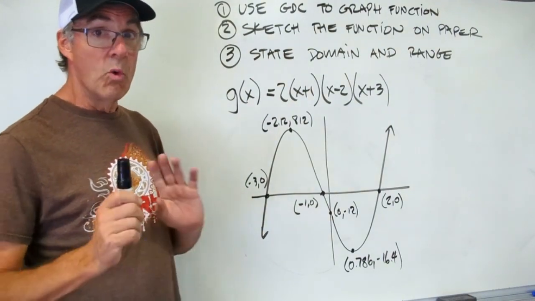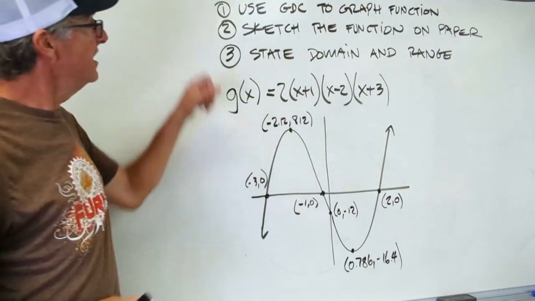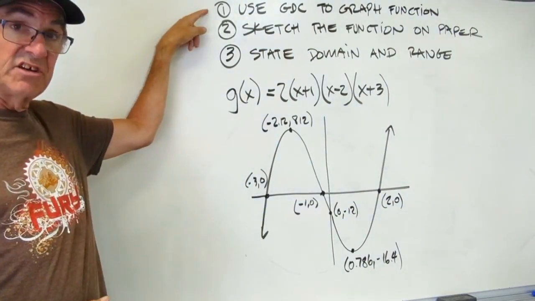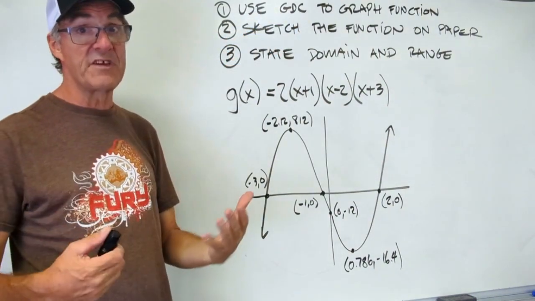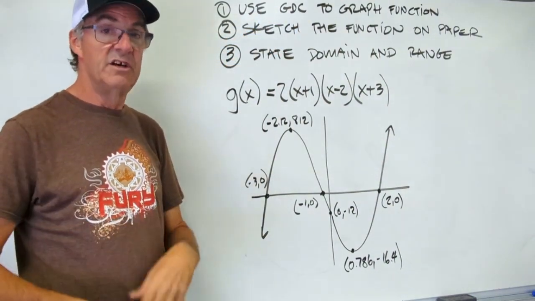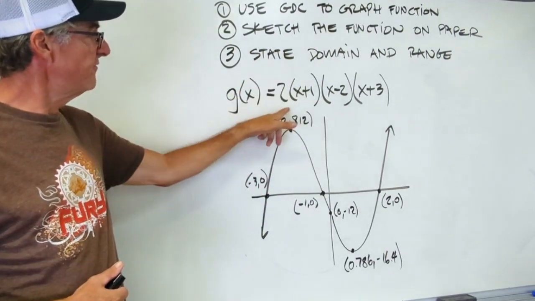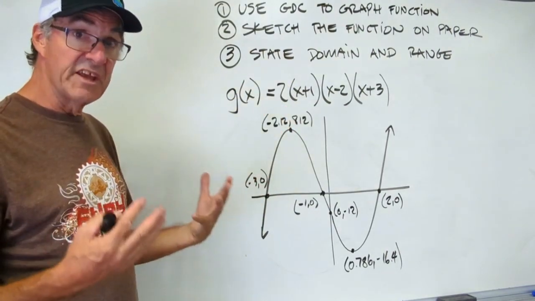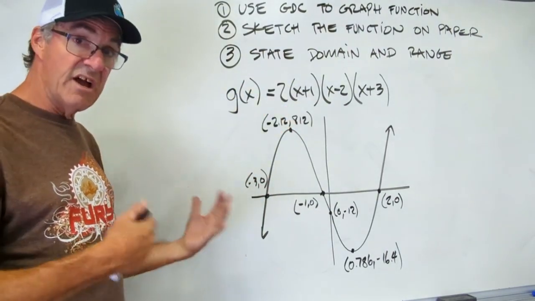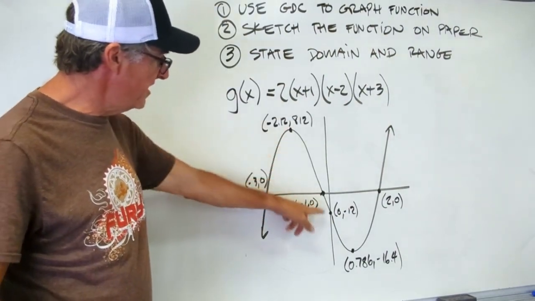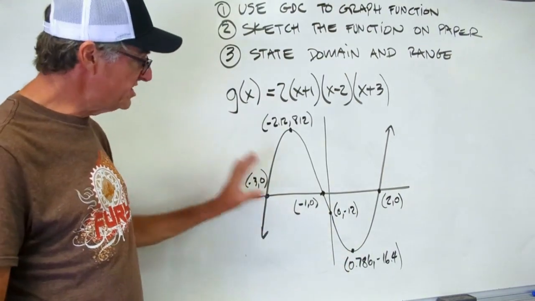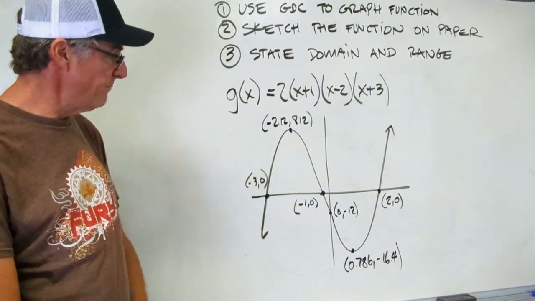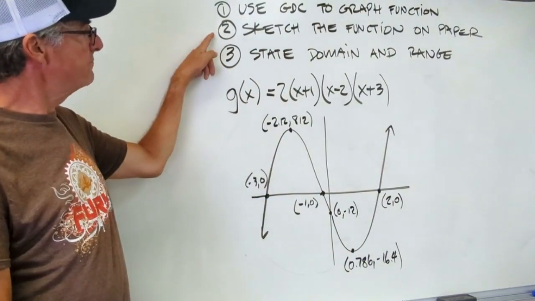Okay, so what I've done, just to summarize here, is we used the GDC calculator to graph the function. GDC stands for Graphing Display Calculator. So we pulled up the calculator, we entered the function in there, we saw it on the calculator, then we used the calculator's tools to grab the intercepts and the maxima and the minima, and then we sketched our graph on paper. Okay, so that's step 2.